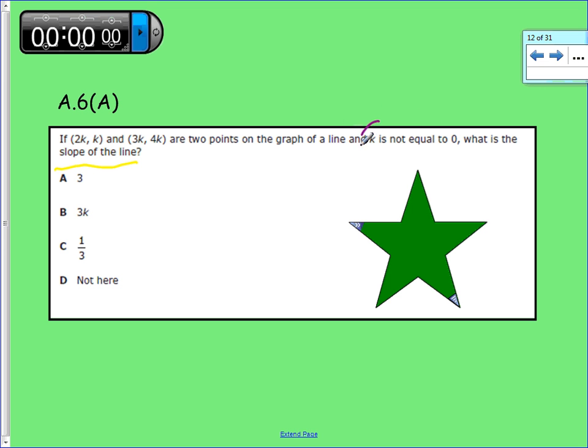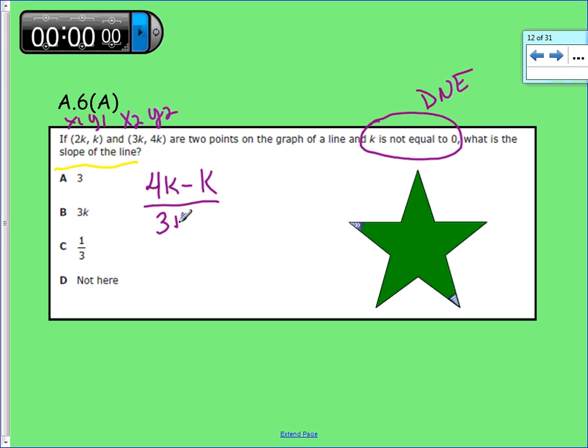Why can't k equal 0? Because it would not exist. I can't have 0 in my denominator. So if I have x1, y1, x2, y2, somebody tell me how to set it up, and then you guys do it. 4k minus k over 3k minus 2k. Excellent. You guys simplify this.